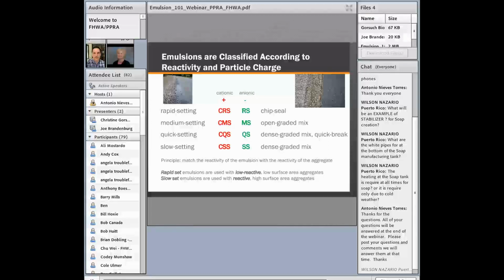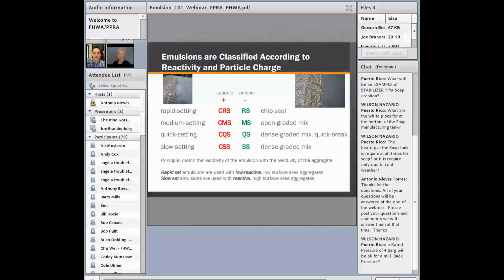Okay, yeah, thanks, Joe. So let's talk a little bit more about the emulsion chemistry and designing the emulsions. Basically, the way that you categorize the emulsion, depending on reactivity and particle charge, is really determined by the emulsifier that you choose and the recipe that you choose. So that's really how we classify emulsions and how we design emulsions. The concept is that we want to match the reactivity of our emulsion with the reactivity of our aggregate.